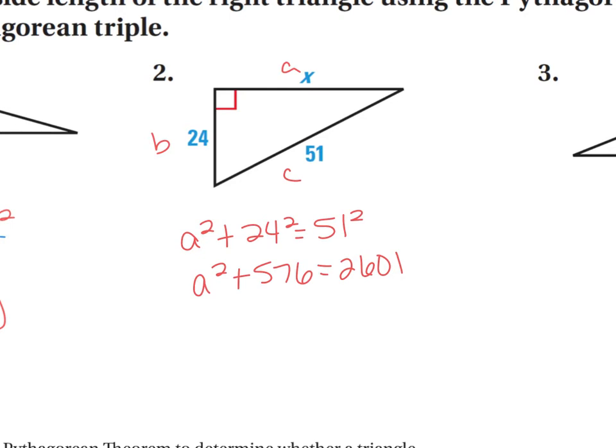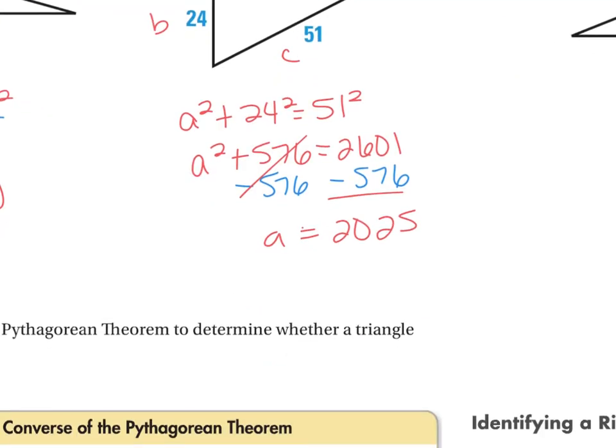Now let's go ahead and subtract 576 from both sides. So a squared equals, let's see, minus 576. I'm making my calculator do it. So it's 2,025. Then the last step is to square root it. And you get a equals 45.